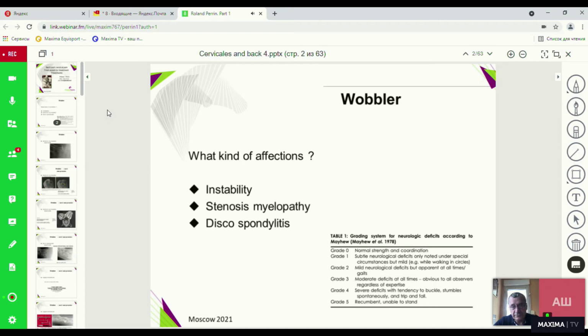So at grade zero you have nothing, and at grade five you have a horse that is unable to walk.